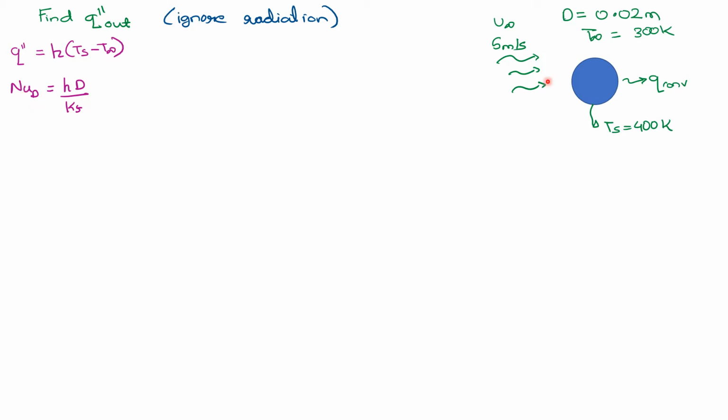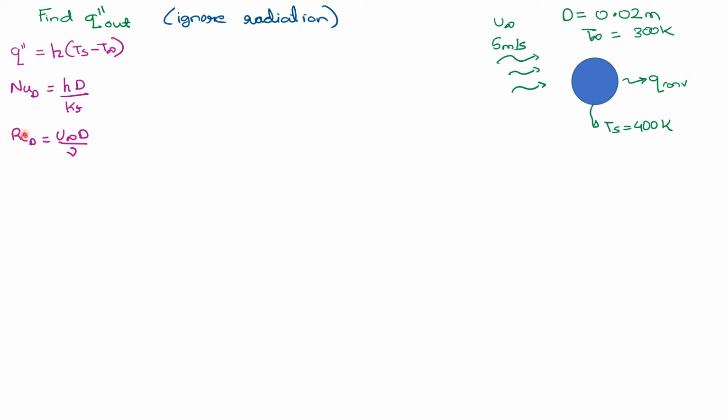Because our characteristic length here is the diameter, the characteristic length is always the length in the direction of the flow. So we have the diameter as the characteristic length, which is why the subscript of the Nusselt number is D, and we have h times d divided by kf, where kf is the thermal conductivity of the air. This is air which is blowing over the cylinder. Now we don't know what kf is, and we don't know what the Nusselt number is, so we need to find a correlation for that.